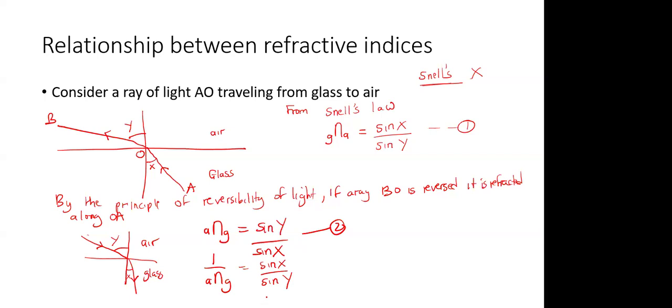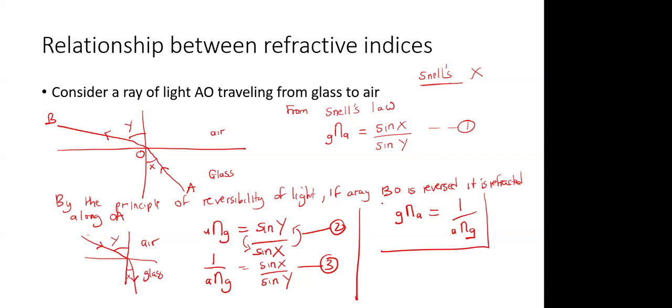So you have noticed that when I say 1 over, I come here and take the reciprocal of that second equation. So what are you noticing? You are noticing that now my equation 3 is related to equation 1. And this is what I want to conclude: that the refractive index from glass to air is the same as 1 over the refractive index from air to glass.